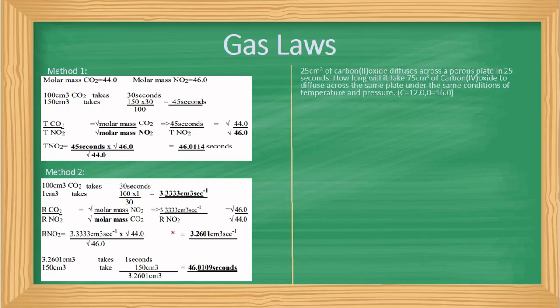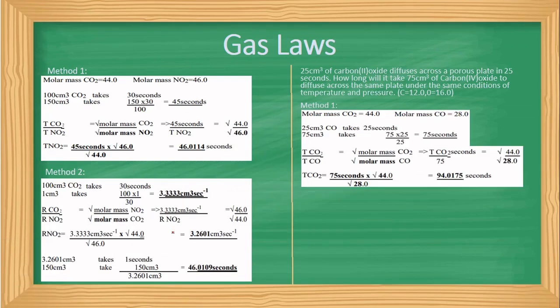25 centimeter cubic of carbon 2 oxide diffuses across a porous plate in 25 seconds. How long will it take 75 centimeter cubic of carbon 4 oxide to diffuse across the same porous plate under the same conditions of temperature and pressure? And you have the masses of carbon and oxygen given there.